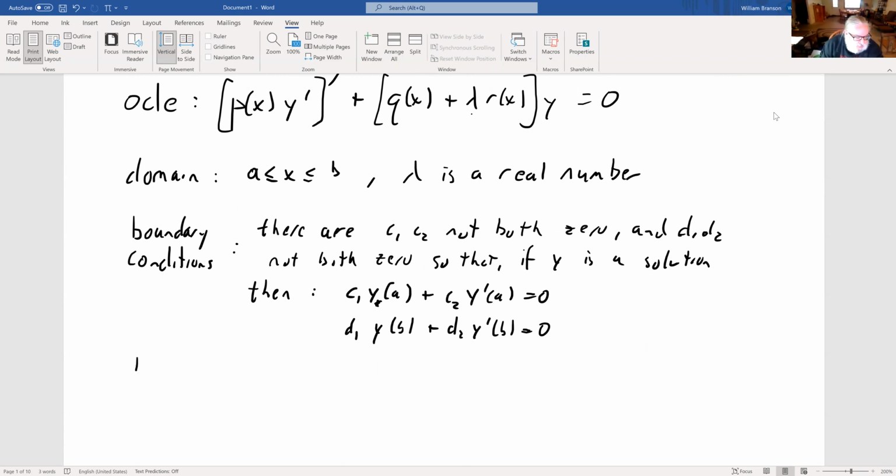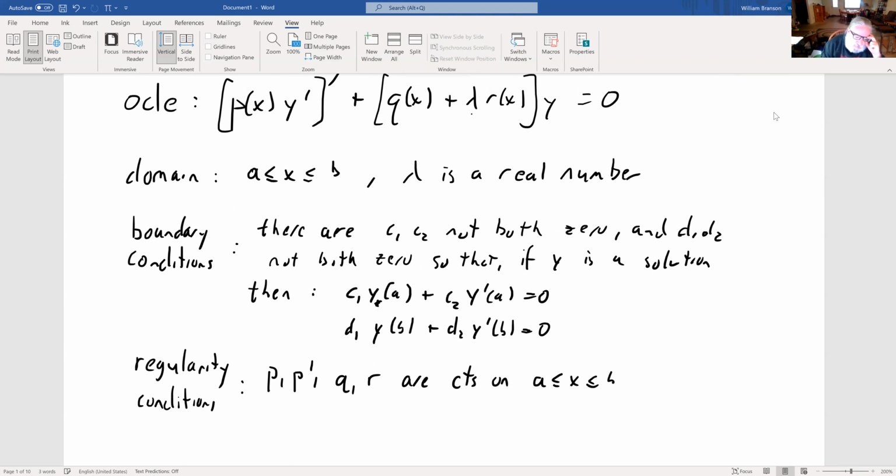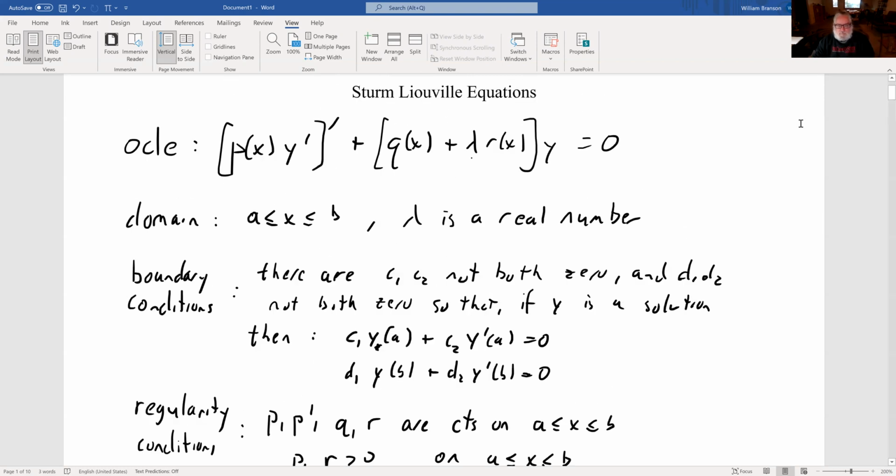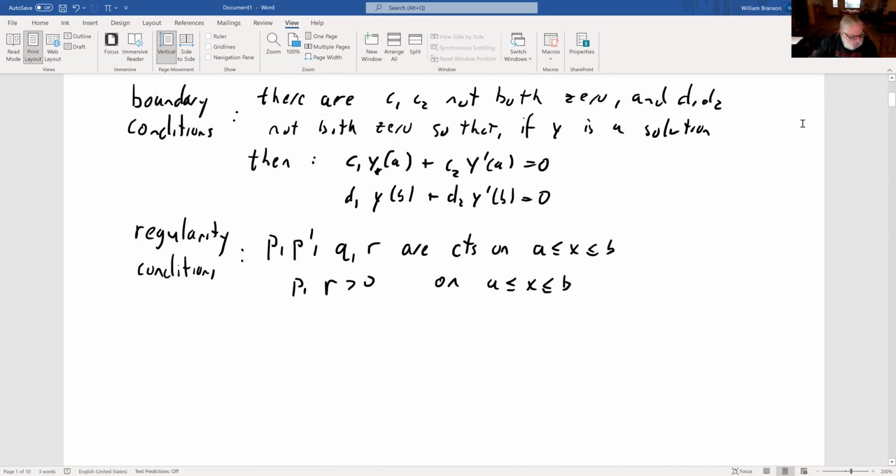There are regularity conditions, which are that p', q, r are continuous on the entire interval, including the endpoints, and that p and r are both strictly greater than 0 on this interval. So a regular Sturm-Liouville equation is one that has all these conditions.